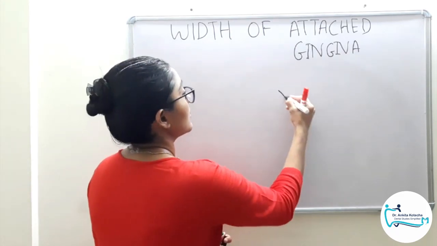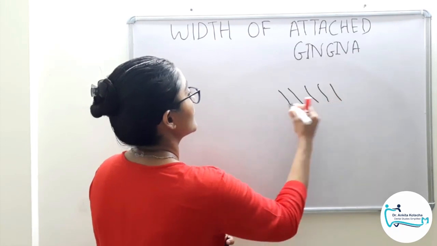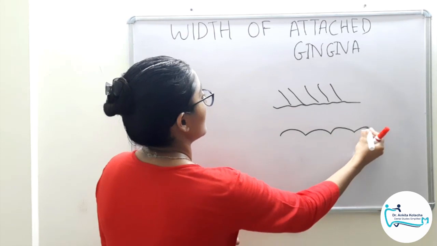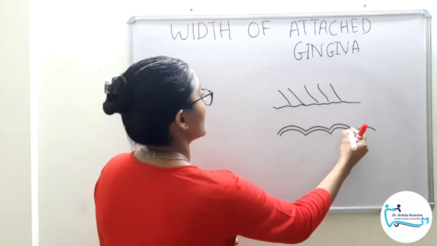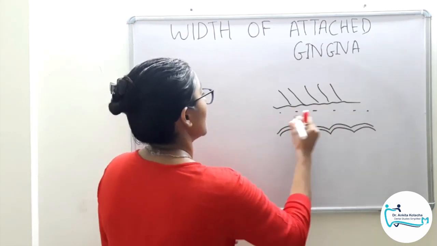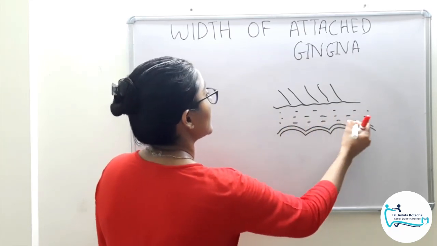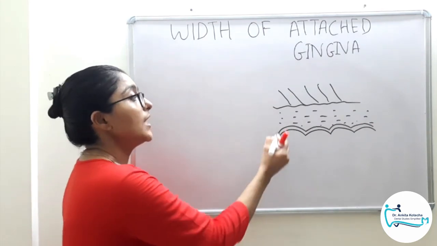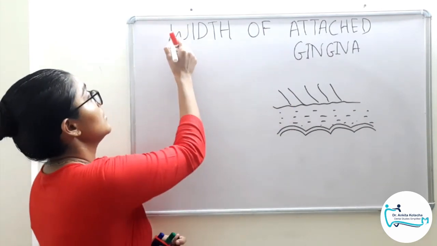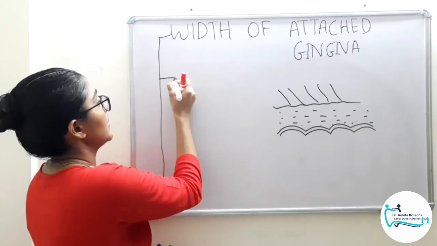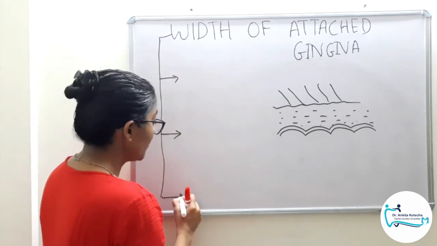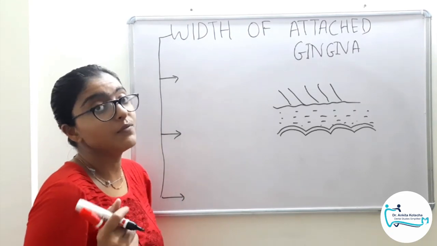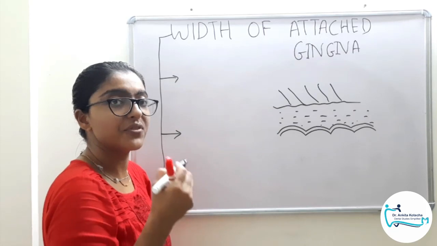So this is our alveolar mucosa. This is the mucogingival junction, free gingiva and attached gingiva. Clear? So to measure the width of attached gingiva, now that we know where the mucogingival junction is, again we have 3 methods. And this is going to be very interesting because all the 3 methods will give us the results in 3 different formats.